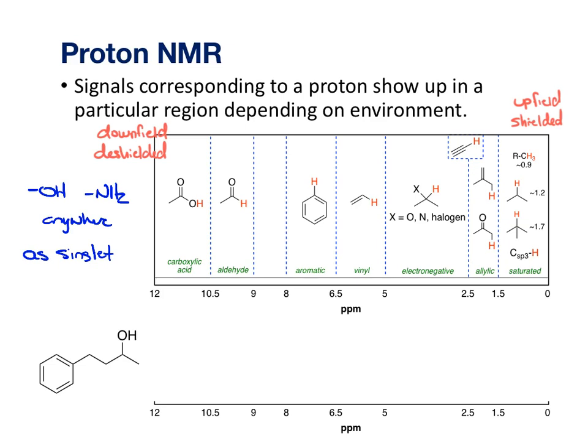So we have protons here, that's type A. Hydrogen here, we'll make that B. CH2, C. D. The OH will be E. And monosubstituted aromatic rings often just show up as a multiplet in the aromatic region. So we're going to just draw that as one big chunk, F.